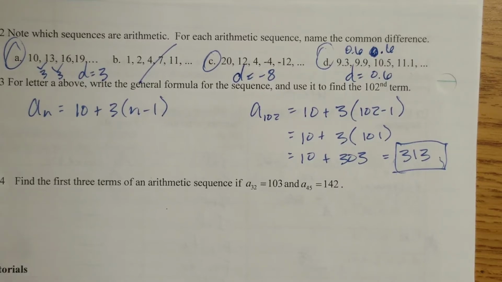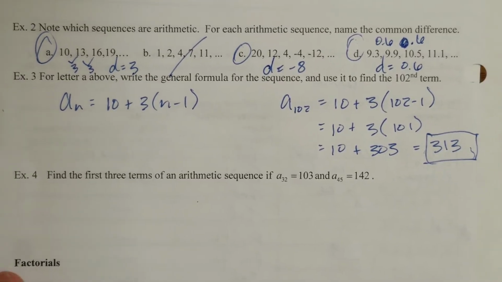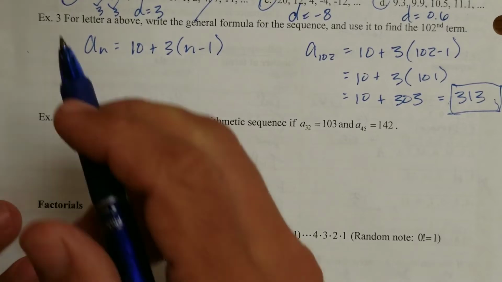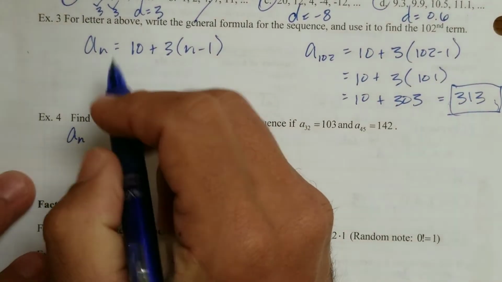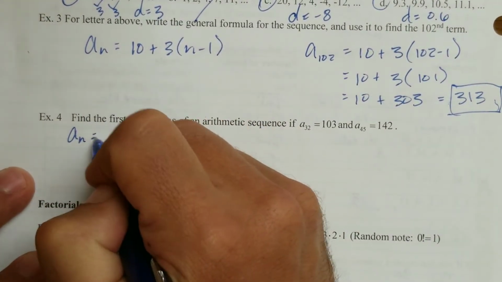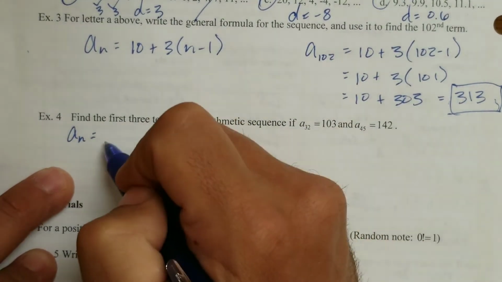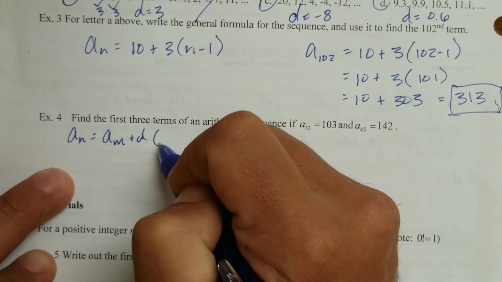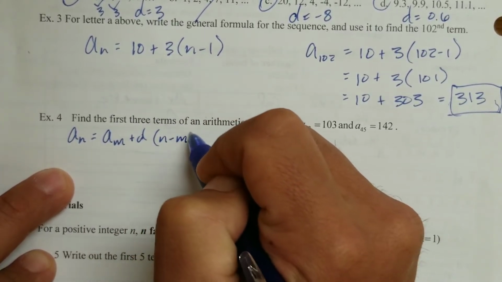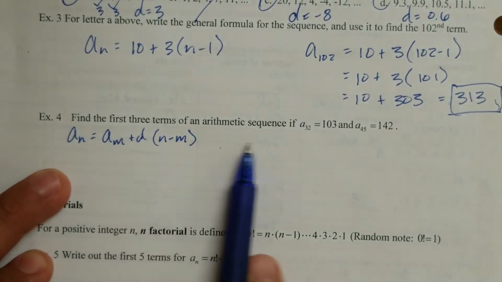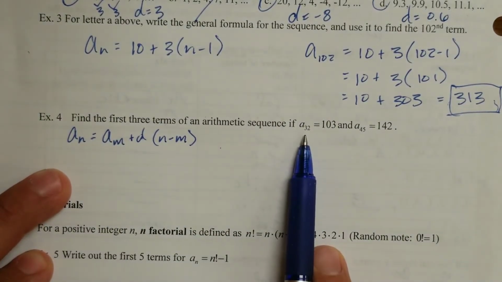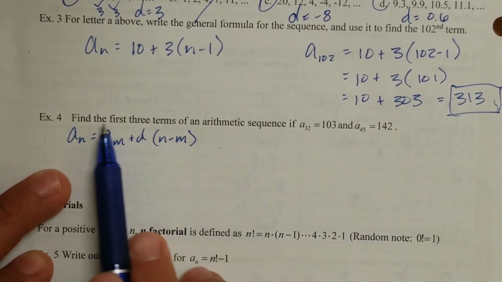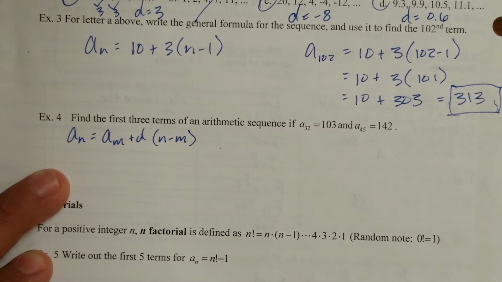All right, if you look at the next one, we'll use the other formula. Not really the other formula, but the other version of that arithmetic formula, which was the nth term is a sub n equals a sub m plus d times (n minus m). Because this one gives us the 32nd term and the 45th term, and it's asking for the first 3 terms.